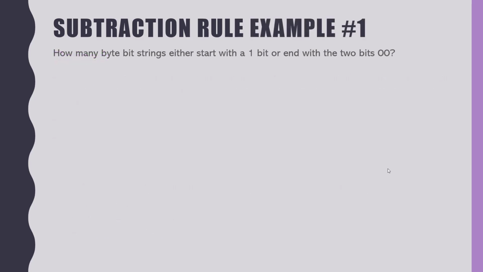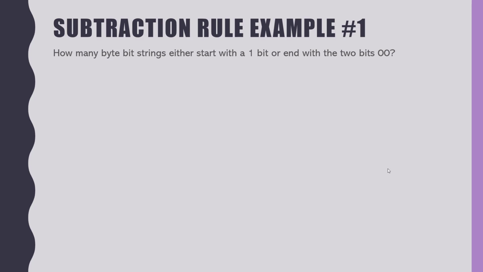So let's take a look at an example here. How many bit strings either start with a 1 bit or end with the 2 bits 0, 0? All right? So what's a byte, first of all? It's an 8-bit string, right? So how many 8-bit strings can either start with a 1 bit or end with 0, 0?